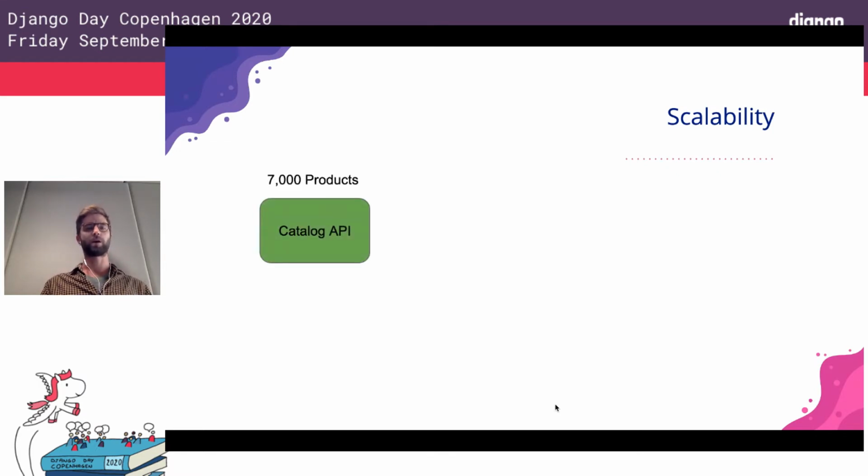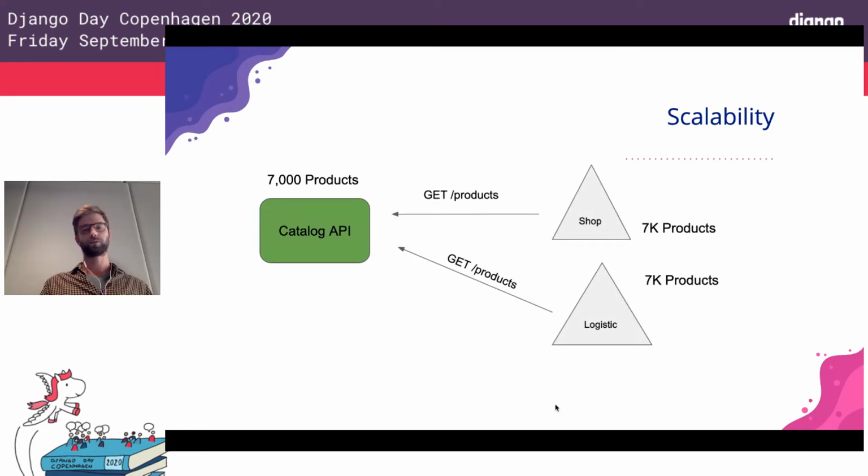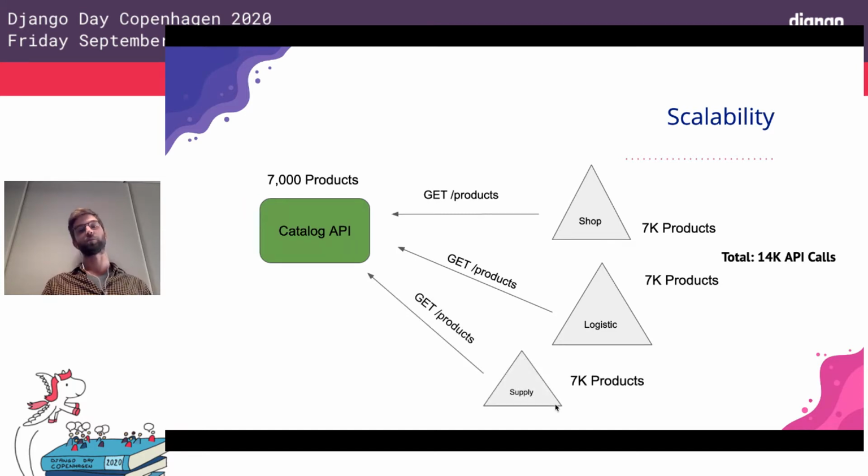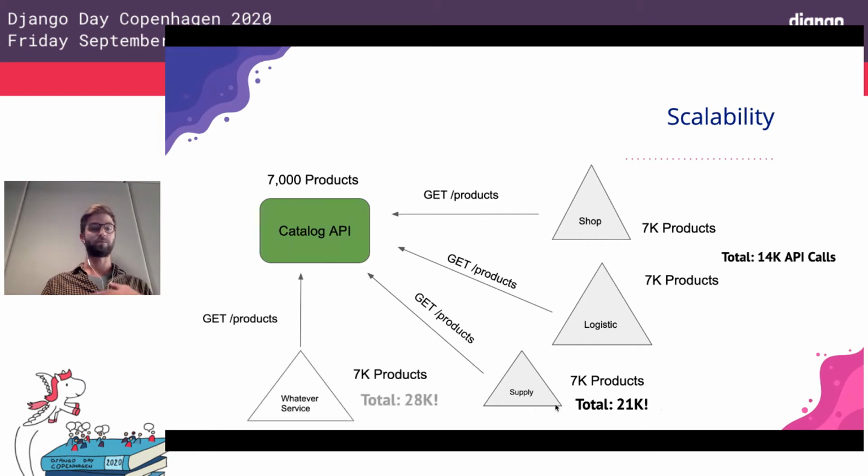Okay, we take the same catalog API with 7,000 products. We do these GET requests for these 7,000 products in 2 different services. And in the end, you're going to have somewhere around 14,000 API calls. Now, that's not a lot. We can handle that, no problem. But the problem becomes when you have other services that pop up. So we have a supply service, which does another request for 7,000 products. And that's a total of 21,000 API calls. And then you add another service, whatever service, multiply that by infinity, basically, and the number of API calls gets out of hand very quickly. So that is one sticking point in scalability with this type of architecture.